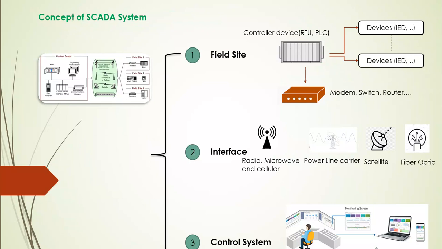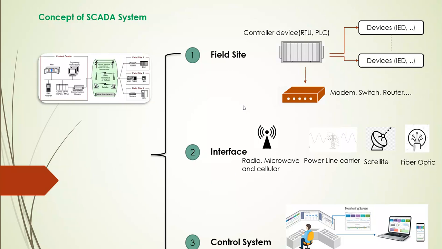The SCADA system is a good way to monitor and control any plants, industry, substation, or utility. It means you can gather some data and information from the field and then make a profile in some devices like RTU or PLC and transfer this data and information through the interface telecommunication to the control system for monitoring and control of the system, to make a decision and send a command to the field.